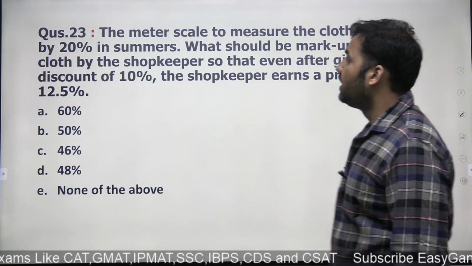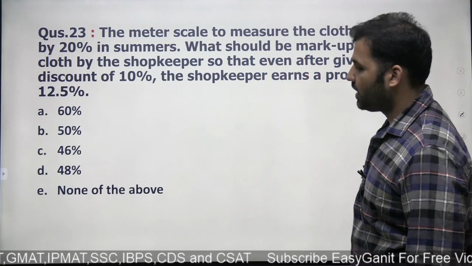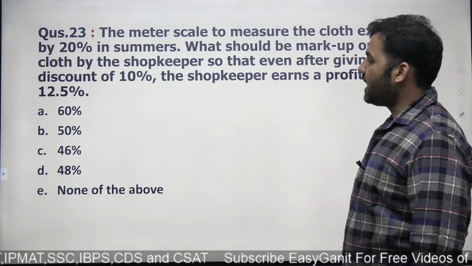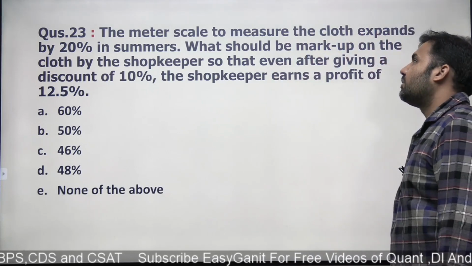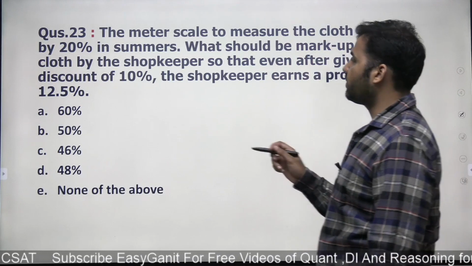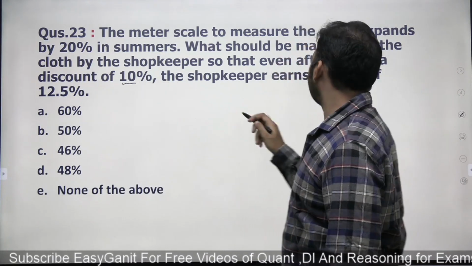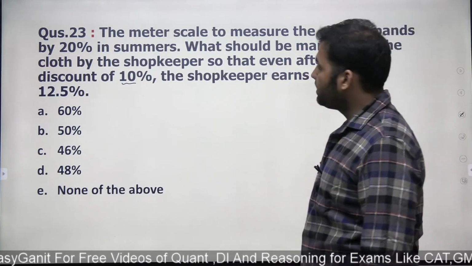Beautiful question, guys. Next is question number 3. Beautiful question again based on multiplying factor. It says that a meter scale to measure the cloth expands by 20% in summers. What should be the markup on the cloth by the shopkeeper so that even after giving a discount of 10%, the shopkeeper earns a profit of 12.5%? What is the meaning of this? See this.